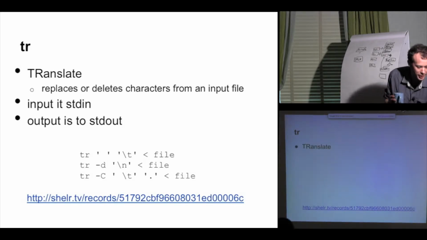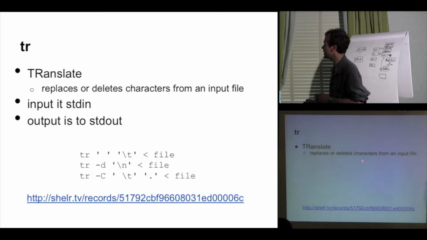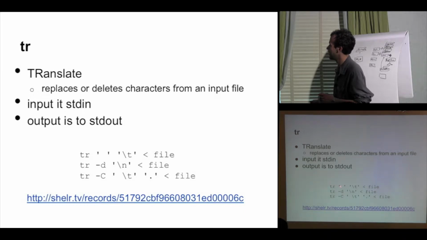So that's ack. Then there's tr. I figured out what it stands for when I wrote this presentation. tr stands for translate. Basically tr will replace or delete characters from an input file, and it takes input from standard input. So if I say tr, and then space, and then \t is the character for a tab. And this little arrow means, instead of taking the contents of the command and putting it into a file, take the contents of the file and put it into the command, right? So it'll replace all of your spaces with tabs. This will delete all of your newline characters. So you can do things like that.